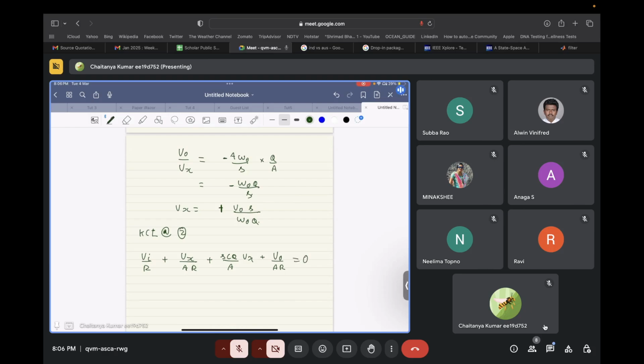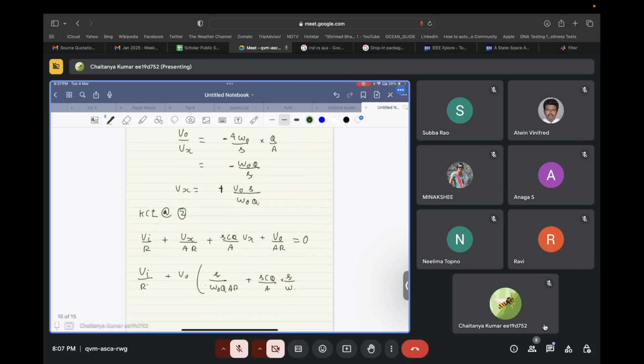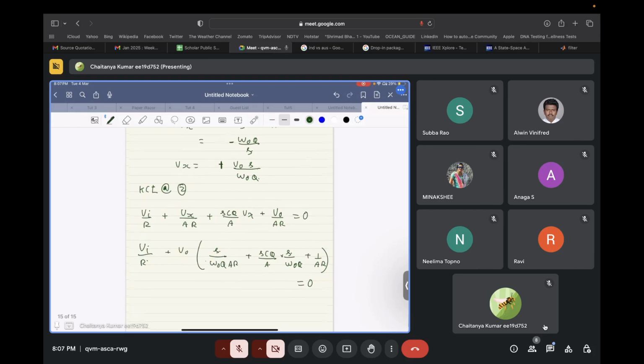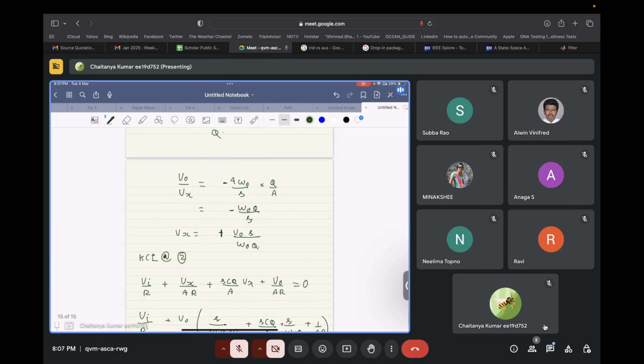Okay, so again Vx we can substitute from here. So we have Vi by R plus, let's take out V naught common. So this becomes S by omega naught Q AR plus SCQ by A times S by, SC omega naught Q plus 1 by AR is equal to 0. Okay. There is some issue, I think, over here.